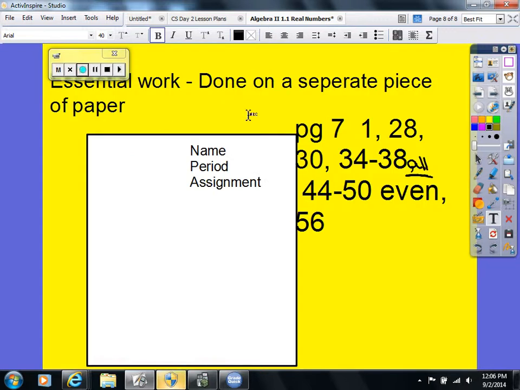And so, on our essential work paper, here are the problems that we're going to do. Please make sure you do put your name in the top right-hand corner. Then underneath there, period, whatever class you're in. And then here's our assignment. Notice 34 to 38, you do need to do all. I will be picking one of these problems at random when you're in class and grading that one for correctness. Please remember you should have received an answer key. If you need one, please stop by. Thank you.